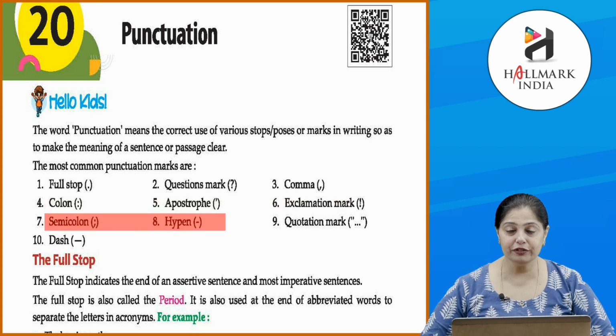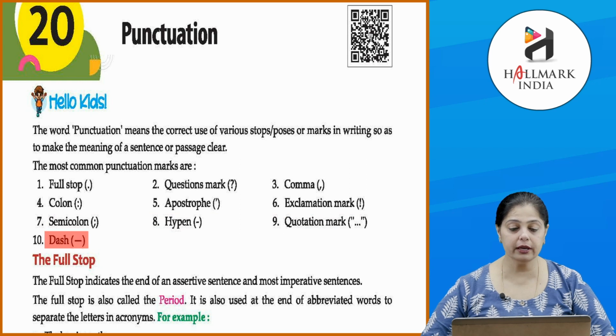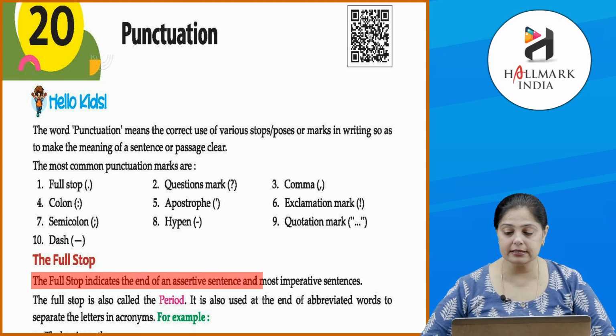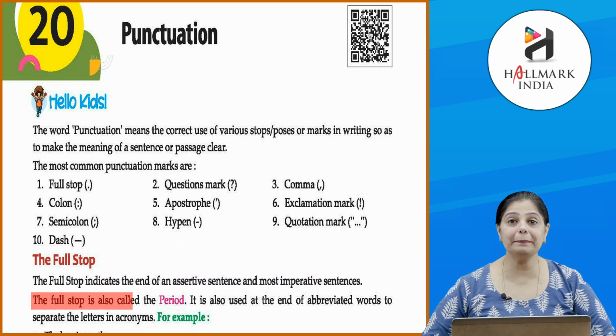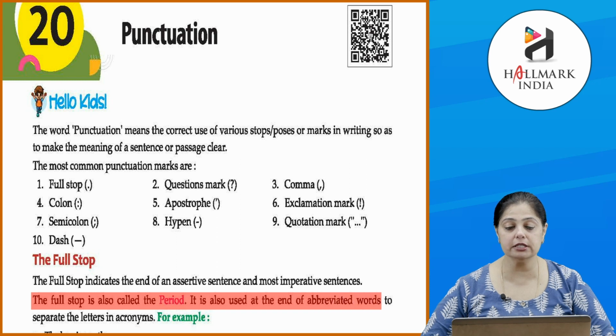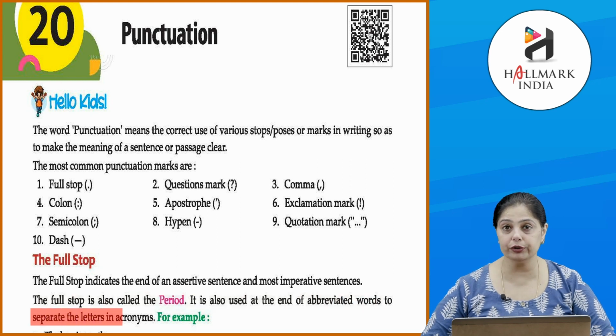semicolon, hyphen, quotation mark and dash. Okay. Now let's look at the full stop. The full stop indicates the end of an assertive sentence and most imperative sentences. The full stop is also called the period. It is also used at the end of abbreviated words to separate the letters in acronyms.